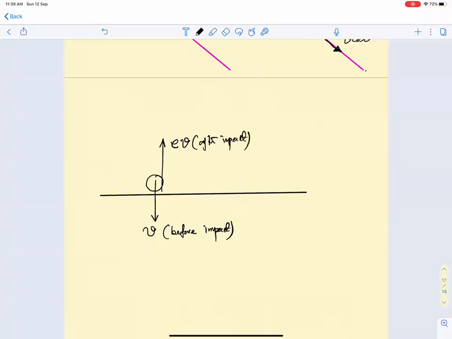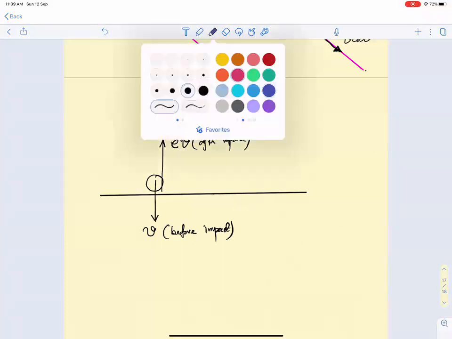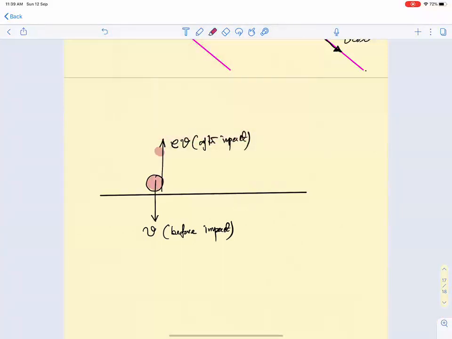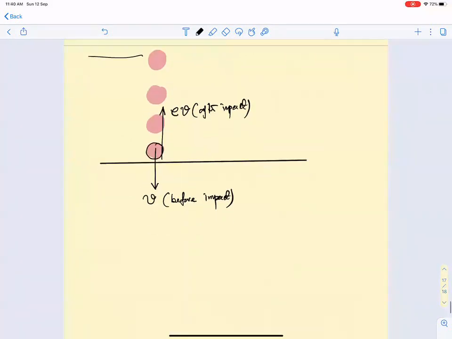So this is when a ball drops in vertically. The ball drops vertically, just released from a certain height. Now it bounces off with the speed ev after impact. It will go to a lesser height than from where it was released.